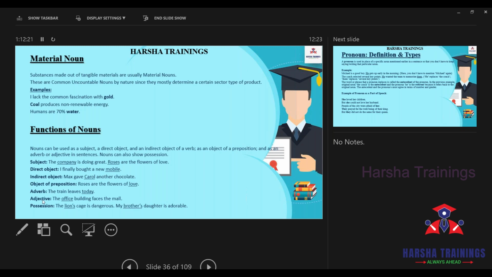Now, possession, the lion's cage is dangerous. Whose cage? Cage belongs to whom? The lion. So lion becomes the possessive noun here. Or my brother's daughter is adorable. What do you mean by adorable? Very loving, cute. So my brother's daughter, whose daughter? Daughter belongs to brother. So brother becomes the possessive noun. Understood the difference? As I told you, you need not remember the terminology, just remember the usage and the meaning. Where to use it, how to use it. Enough.